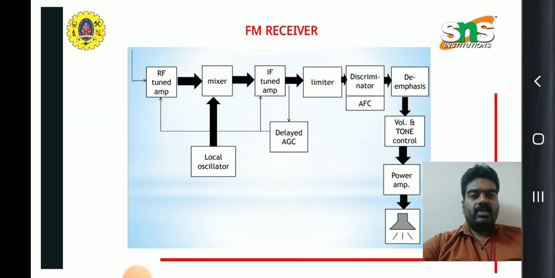So this is the FM receiver block diagram where we have RF tuned amplifier, mixer section, and the local oscillator will be given to the mixer section, and IF tuned amplifier, delayed AGC, that is automatic gain control, then limiter, discriminator, AFC automatic frequency control, de-emphasis, volume and tone control, power amplifier, and the output section. So let's see what operations each block is performing one by one.